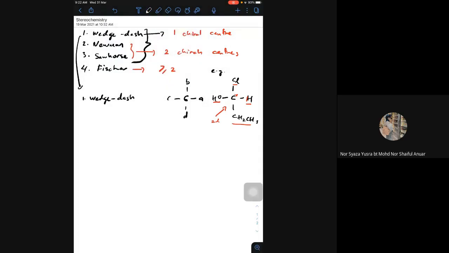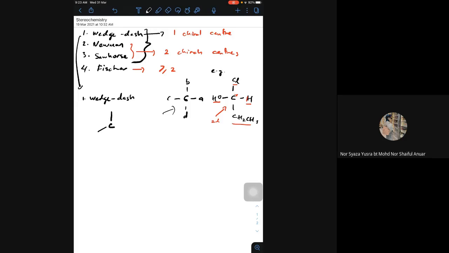So for wedge dash projection, what you normally do is always start with the carbon in the middle, which is the chiral center or the chiral carbon. Always start with the chiral center C. And then draw one line, just like the normal bond that you draw. And then another one could be to this side, or it could be here. So just 2 of these using stick lines.